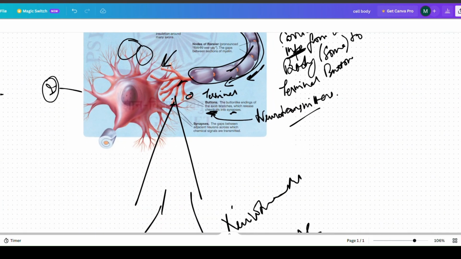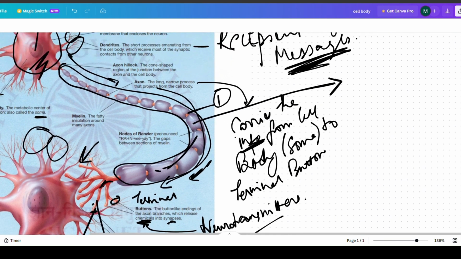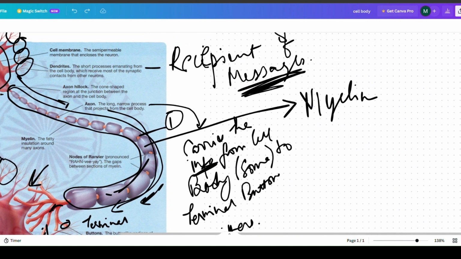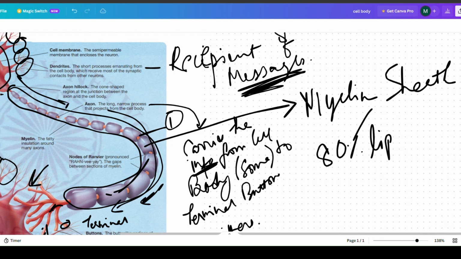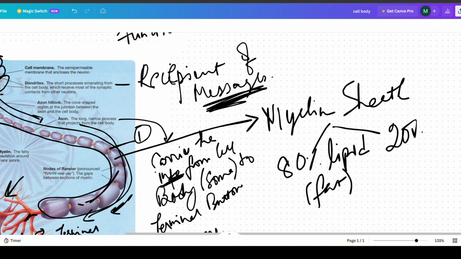Moving on to the myelin sheath. You see these bead-like structures; that is the myelin sheath. A very famous question I've seen in different exams is, what is the myelin sheath made up of? It's mostly made up of 80% lipids, which are fats, and 20% proteins.